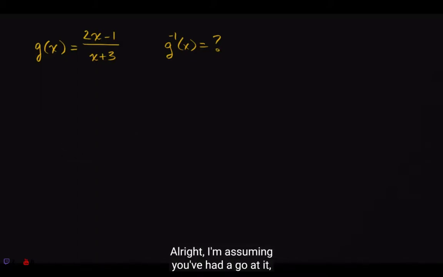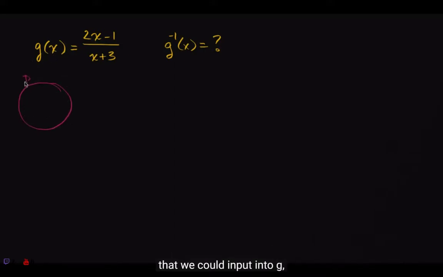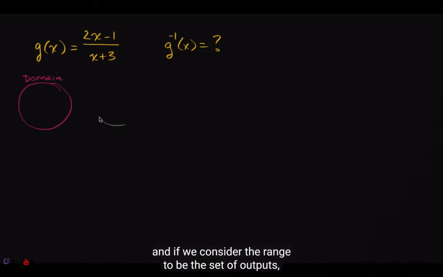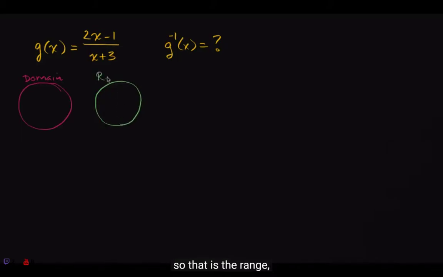All right, I'm assuming you've had a go at it. And just as a little bit of a reminder of what we're talking about when we're talking about inverses of functions, if that's the domain, the set of all inputs that we can input into g, and if we consider the range to be the set of outputs, then for a given input, a member of the domain x, the function g will map it to a member of the range.